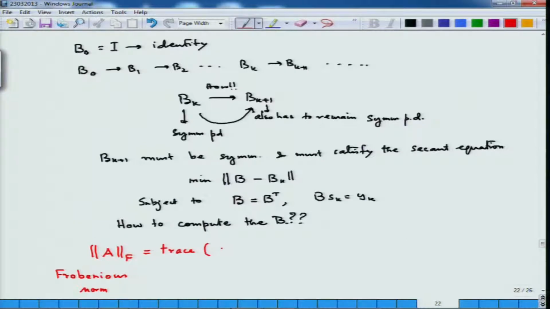of A transpose A, and you take half of that, right. Now, of course, this simply means that you can just write it down, because if you have an n cross n matrix with elements a_ij, you can write this as the summation of a_ij squared, where i and j are varying from 1 to n.